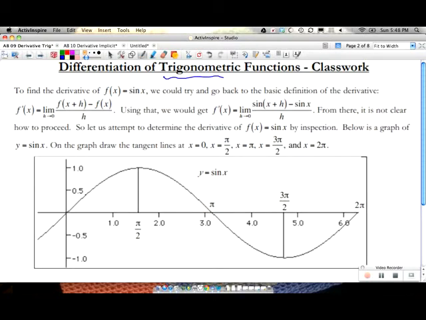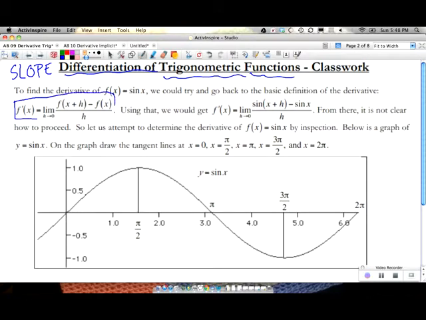Okay, calculus, let's get this done. We're going to be looking at some trig functions with differentiation, and we're going to go through the classwork problems with that. So remember, the big idea with differentiation that we're talking about this whole time is slope. And let's start off with that idea.